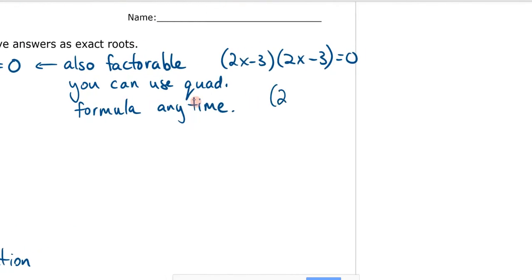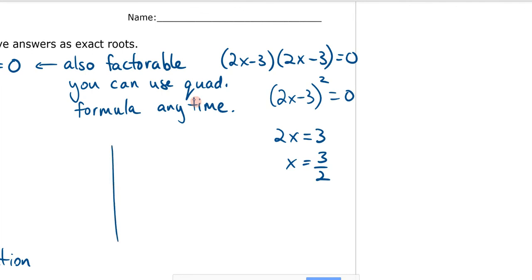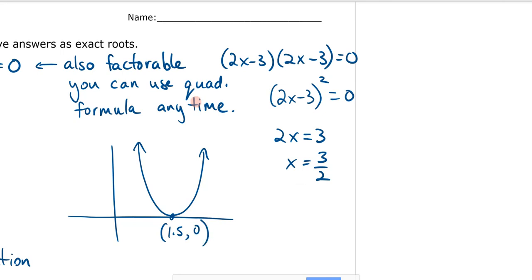Right? Factored form is just 2x minus 3 in brackets squared equals 0. If I solve for x, I would get 2x equals positive 3, and then divide both sides by 2, you get x equals 3 over 2. Okay, and so what that looks like, if you visualize it, it's a parabola whose vertex touches the x-axis just one time. And at that point here, at 3 over 2, which is the same thing as saying 1.5, the y value is 0.